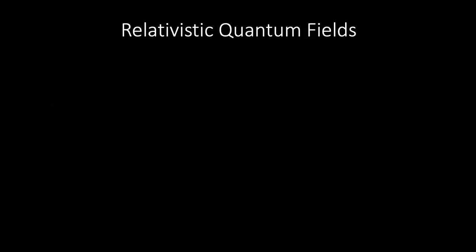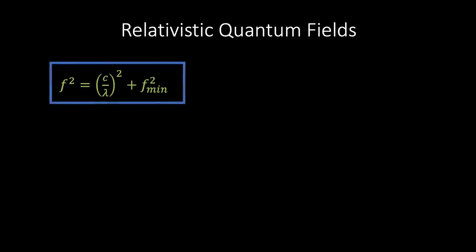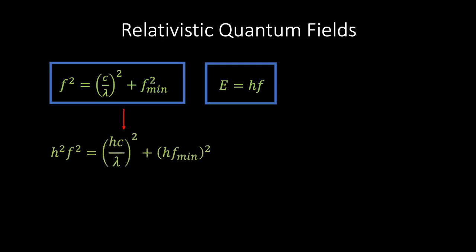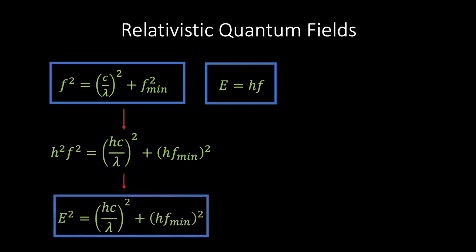What we now want to do is take our Pythagorean constraint and combine it with the energy relation for a single quantum. If we multiply both sides of our frequency constraint equation by Planck's constant and make use of E equals hf, then we arrive at the following total energy relationship. Now, hopefully, if you've watched my video on Einstein's theory of special relativity, then the form of this equation should remind you of the famous energy-momentum relationship from Einstein's theory.